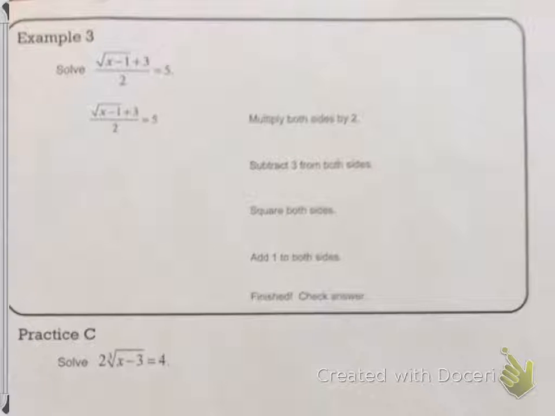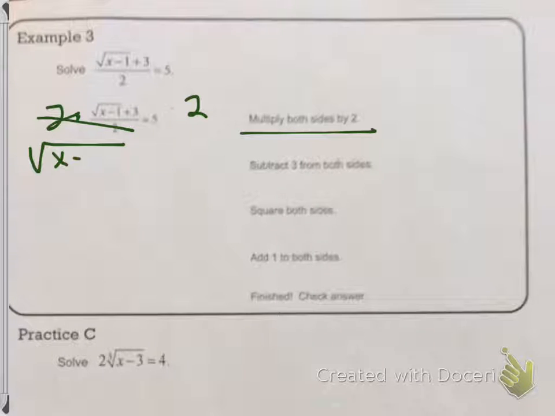So again, step by step how to do it. This one's a little bit messier because it has that 2 on the bottom, but the very first step you're going to do is multiply both sides by 2, and it tells you step by step over here how to do that. If you multiply both sides by 2, it cancels over here to be the square root of x minus 1, plus 3, and on this side you would get it equal to 10.